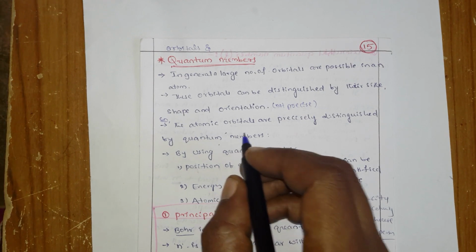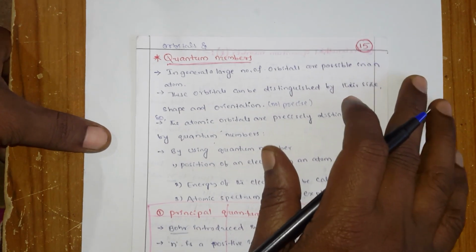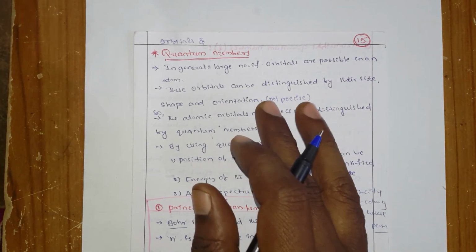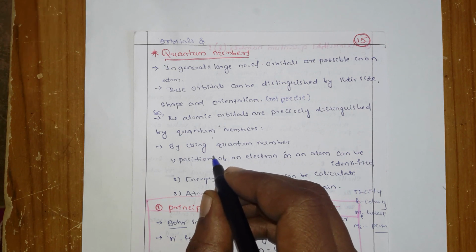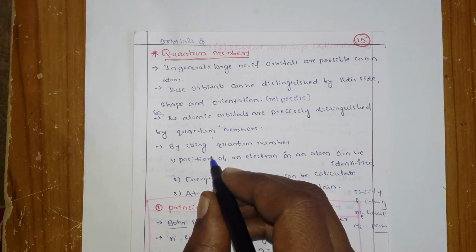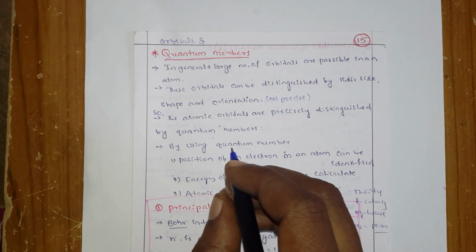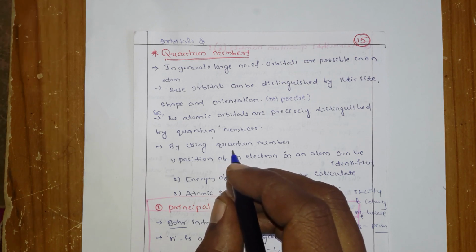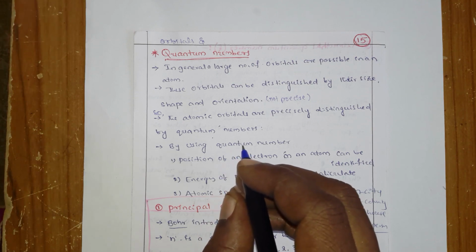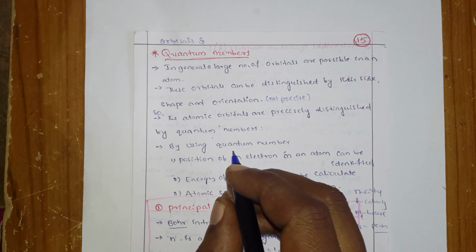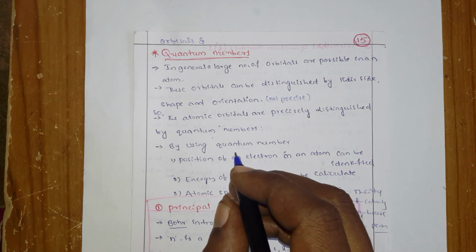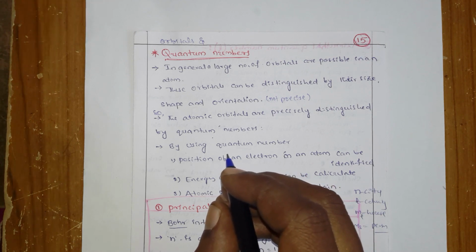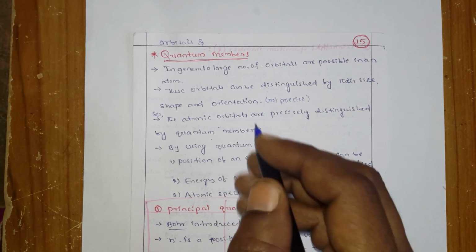Hello students, in the last lecture we started the quantum mechanical model of the atom, where you learned about the Schrodinger wave equation, what psi is, what psi square is, and the probability of finding an electron. Where it is more, you call it an orbital. You also learned about nodes, where the probability of finding an electron is zero.